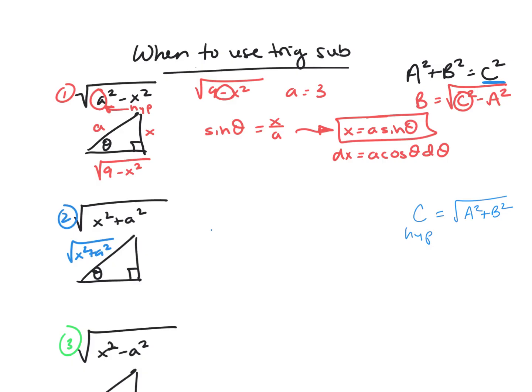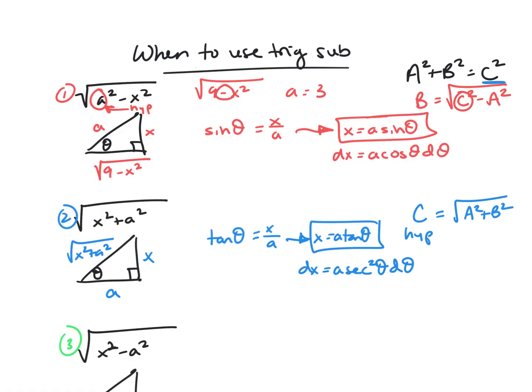And the easiest thing to do would be tangent instead of cotangent. So that would be opposite over adjacent as x over a. We like to have x over a instead of a over x because then we can solve for x by just multiplying by a. So x is a tangent theta. That would be the one we use here. And then dx would be a secant squared theta, d theta.